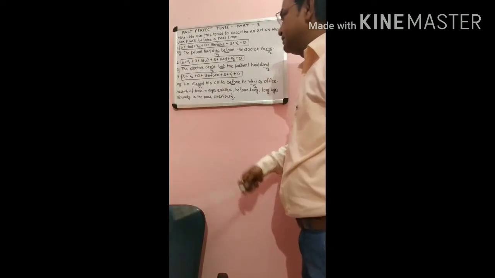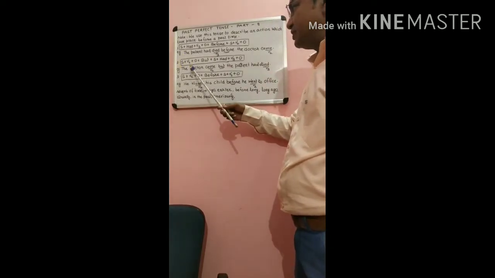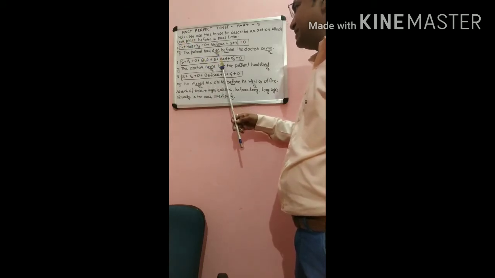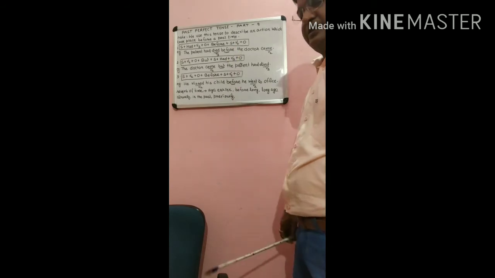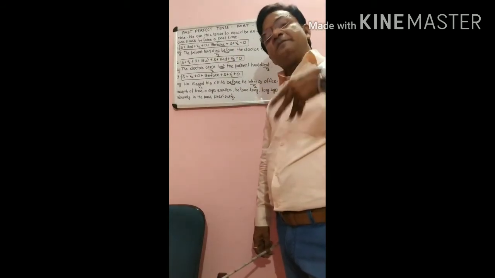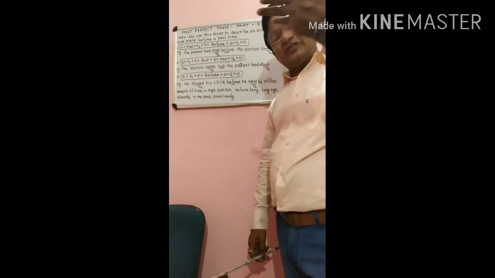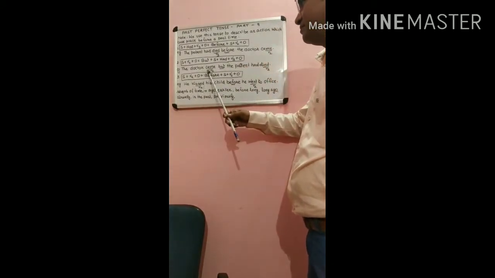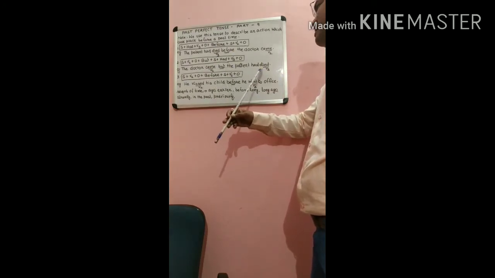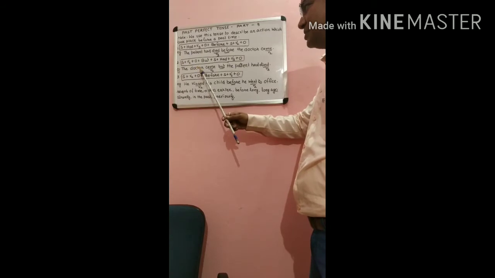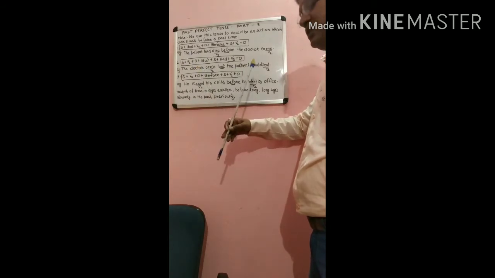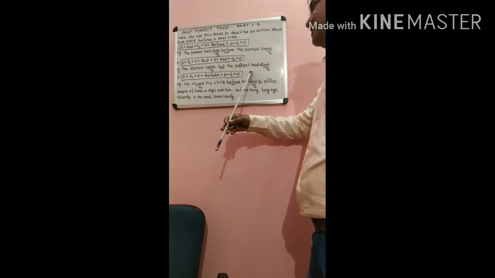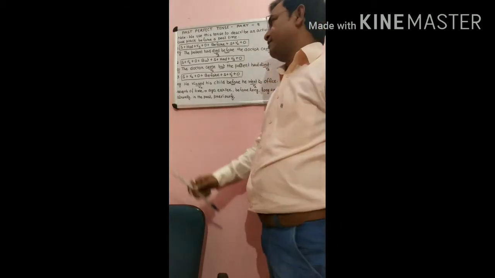Now structure number 2. Subject plus V2 plus object plus but plus subject plus had plus V3 plus object. In this section we shall use simple past tense first and then past perfect next. And but is a word which will connect both of the sentences. See here: the doctor came, but the patient had died. The coming of the doctor is in the simple past tense, and the dying of the patient is in past perfect tense.